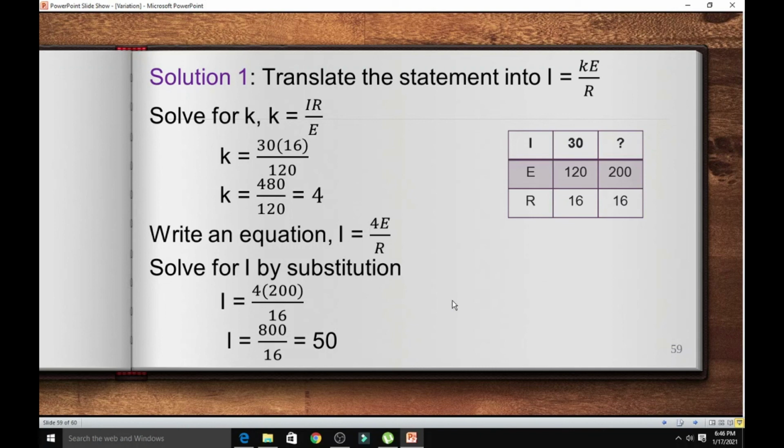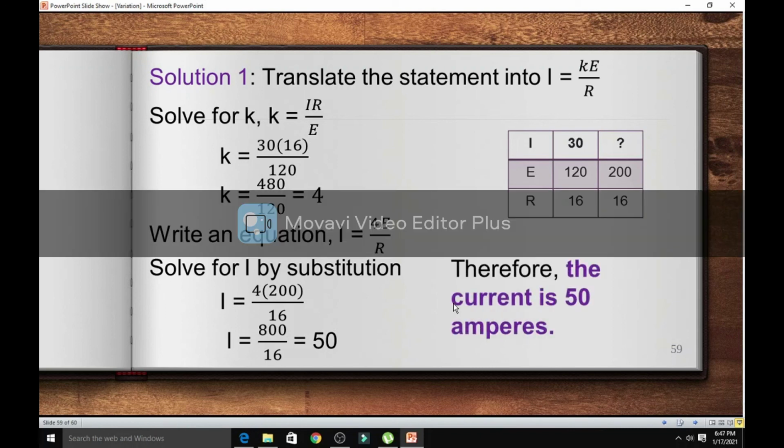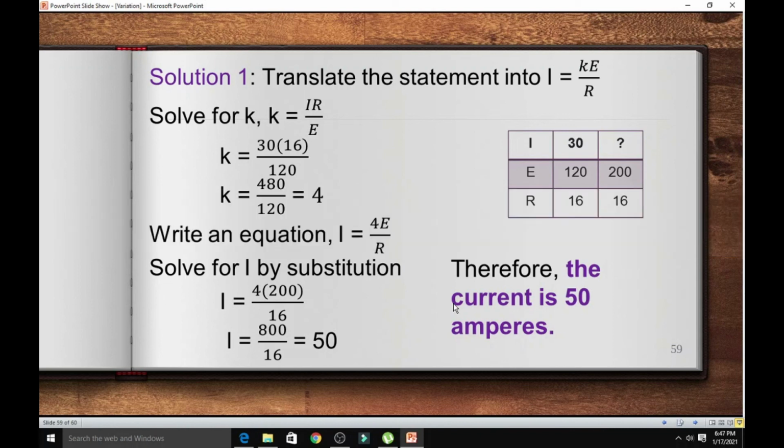So, ano ngayon yung magiging sagot natin? Therefore, the current is 50 amperes. So, dahil current yung hinahanap, current yung magiging final answer natin. The current is, gagamitin natin yung amperes para sa unit for current. So, that is the final answer. Okay?